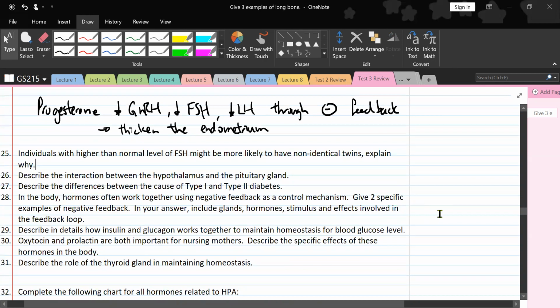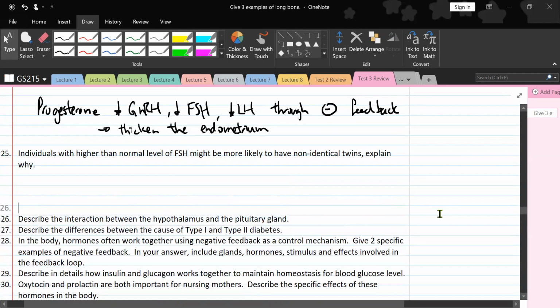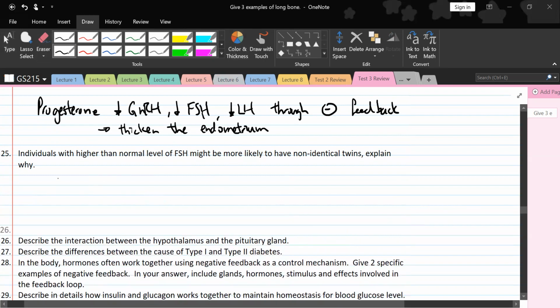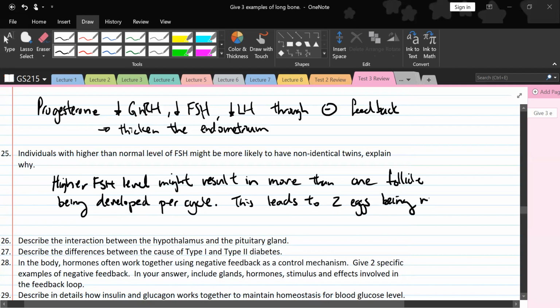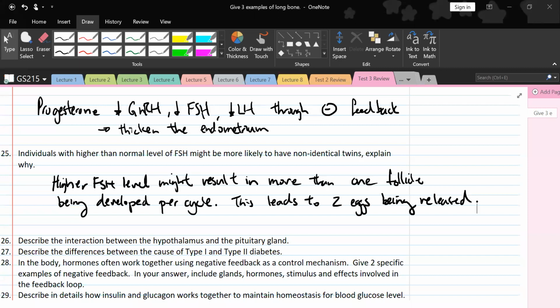Individuals with higher than normal level of FSH might be more likely to have non-identical twins. Explain why. That should be pretty self-explanatory. If you have high FSH, higher FSH level might result in more than one follicle being developed per cycle. This leads to 2 eggs being released. If both eggs are fertilized, then the person would have twins. That's that.